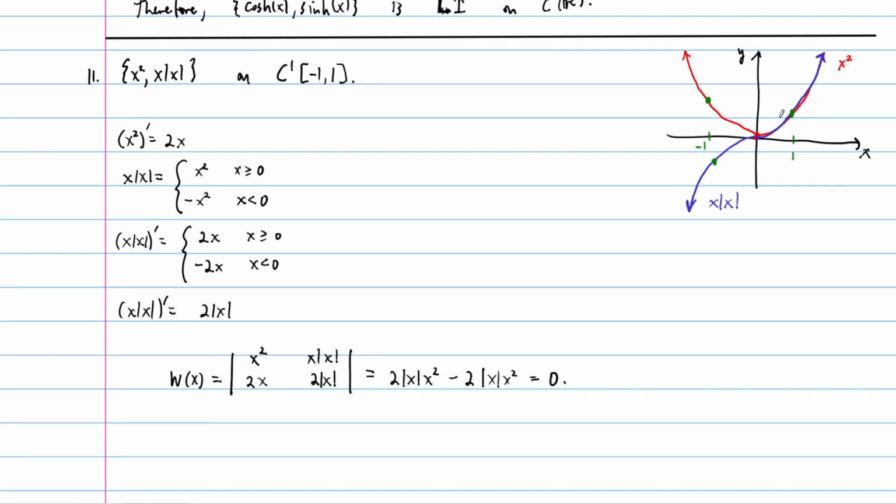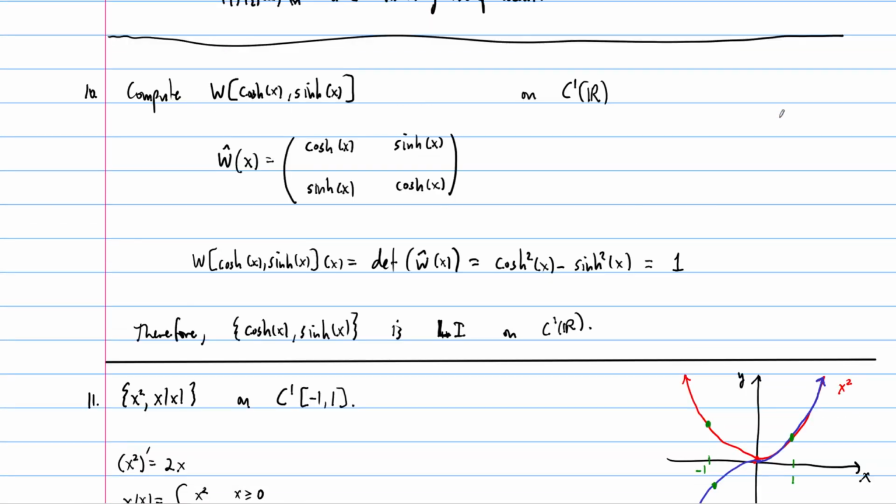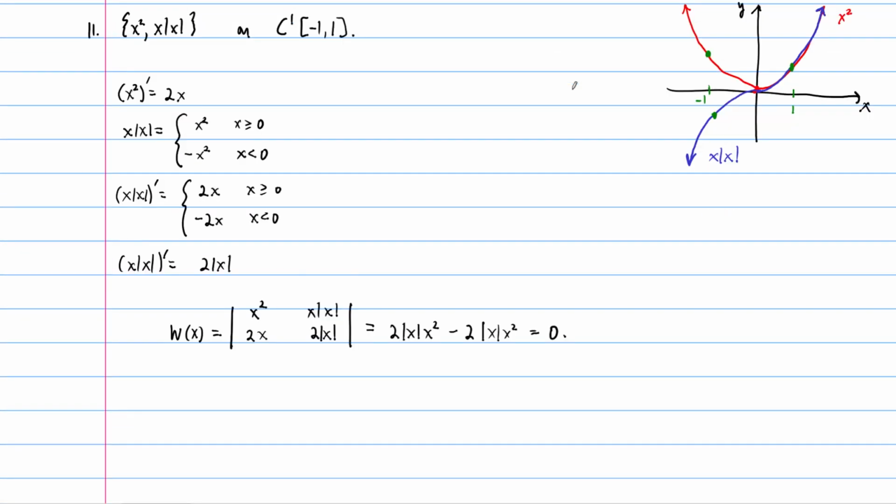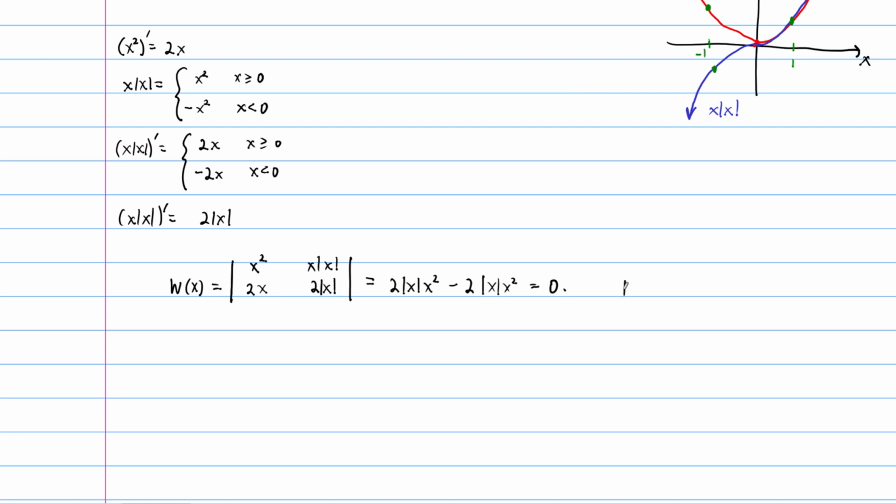Now, does that mean they're linearly independent? Well, that's where the fact that this is a one-way theorem comes back into play. This just says if there exists a point for which the Wronskian is non-zero, then the functions are linearly independent, right? It doesn't say what happens if the Wronskian is identically 0. And that means that this is inconclusive, right? If we get just 0, then our Wronskian test is inconclusive.